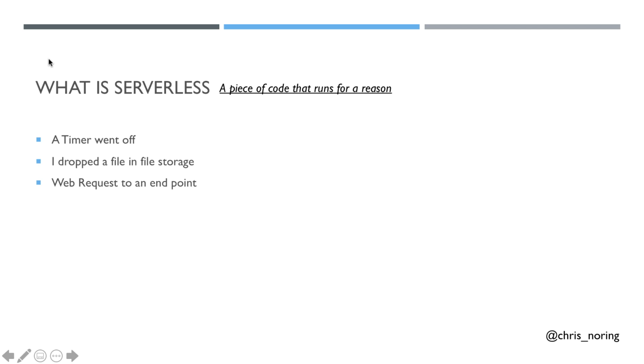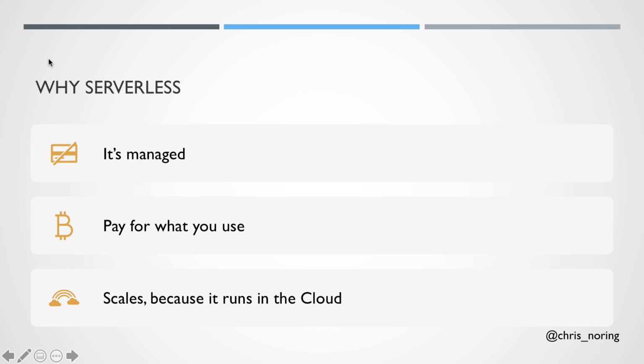So what is serverless? Serverless is a piece of code that runs for a reason. That means a timer might have gone off, or we have a new file in the storage, or someone hits, for example, an endpoint with a web request. So serverless means that we have managed code in the cloud, but it also means that we pay for what we use. So this is the main reason why people use serverless or consider using it.